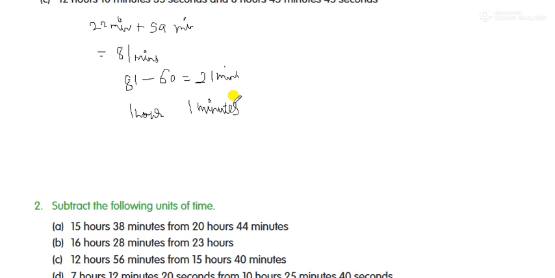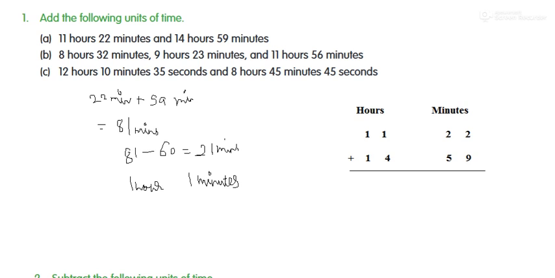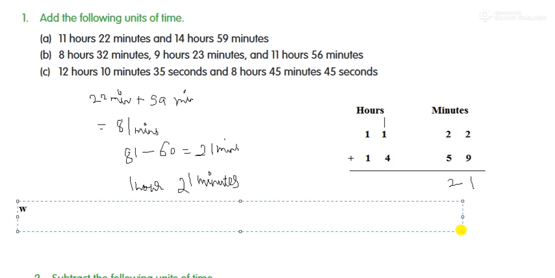Write 21 in the minutes column. So write 21 minutes in the minutes column and 1 carry over to the hours column.